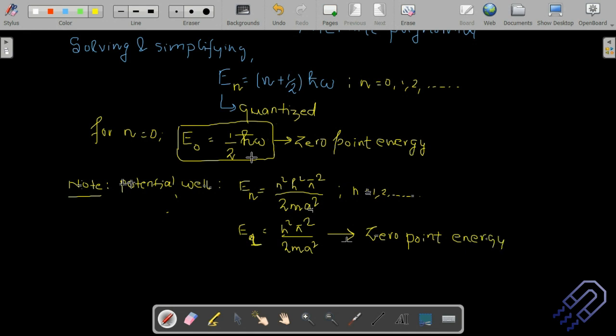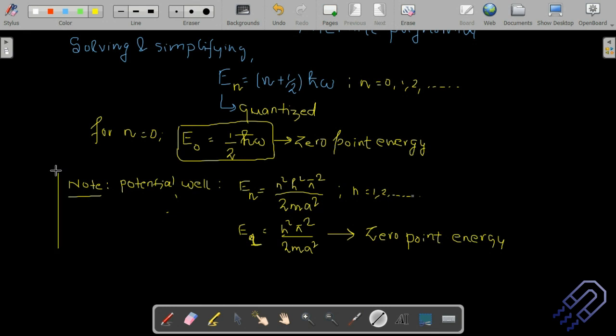This is for the quantum harmonic oscillator, and this is for our potential well. So if you have a question, you have to remember what exactly they are asking. Are they asking for a potential well, or are they asking for a quantum harmonic oscillator? So let's continue this idea of the quantum harmonic oscillator.